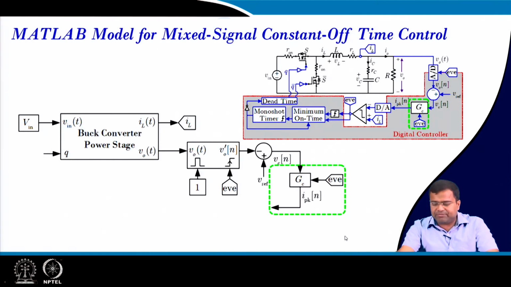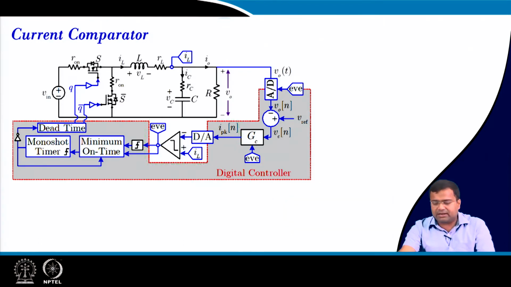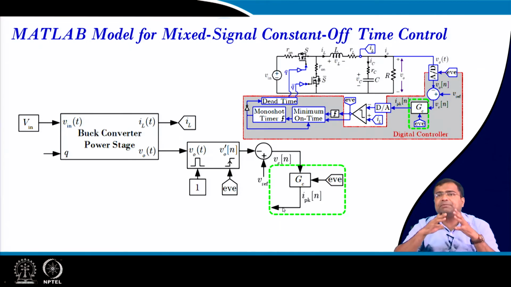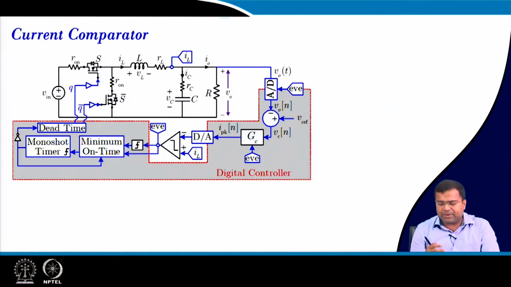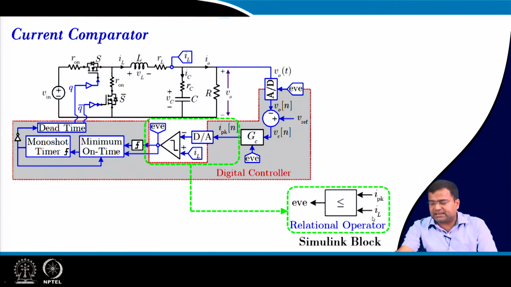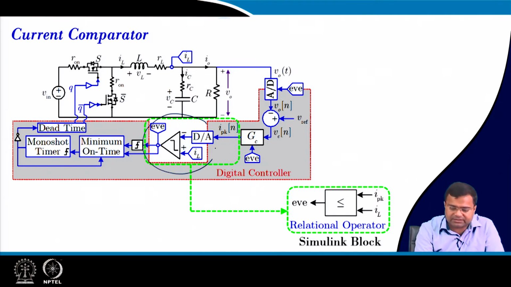Once we implement this, the output of the controller will generate the peak current, and then we can give a D to A converter. But in MATLAB we do not need a separate D to A converter. In an actual circuit, the output of the controller will be digital, and that will pass through a D to A converter, and the output of the D to A converter is the peak reference current. That will be compared with the actual sensed inductor current by the comparator, which is in the analog domain, as we have discussed.